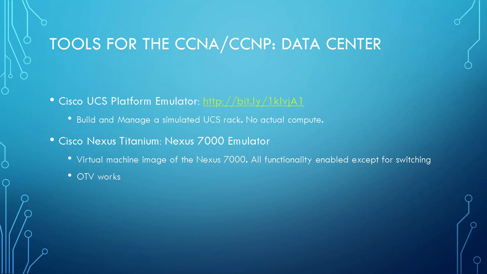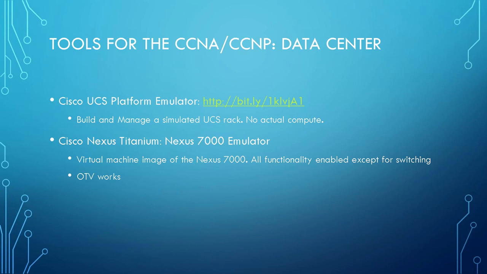There's a couple tools here that are really helpful, because UCS gear is extremely expensive, way more than the older routers that you can get on eBay. The first is the Cisco UCS Platform Emulator. And this is a freely available tool on the Cisco community site. There's a bit.ly link to where you can download the latest version.